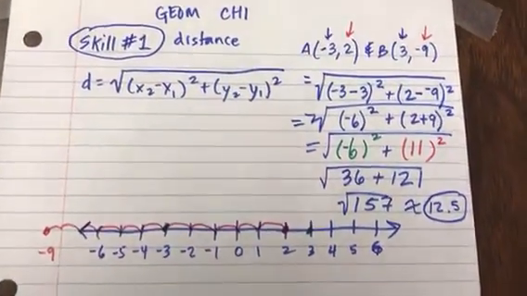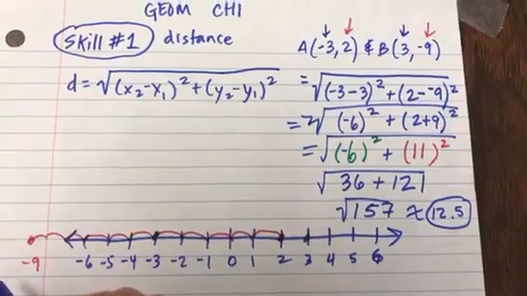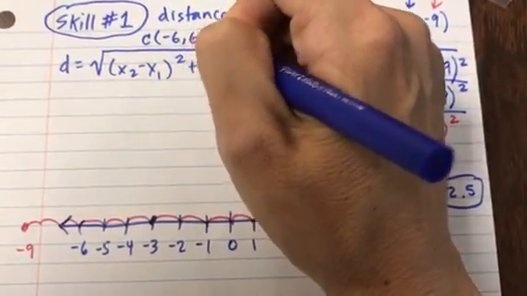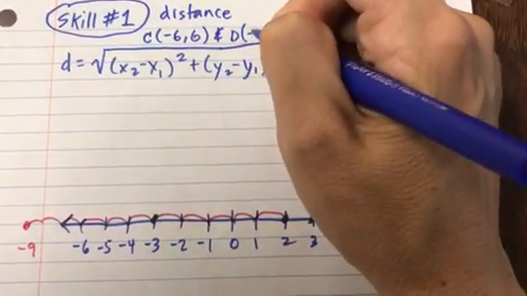Now let's do another one. Let's suppose that the coordinates were C and D.